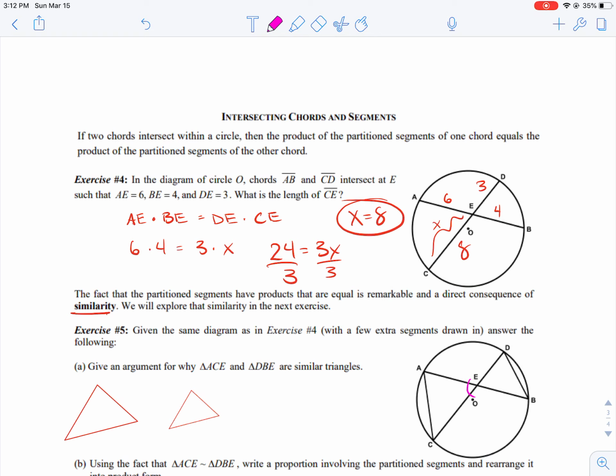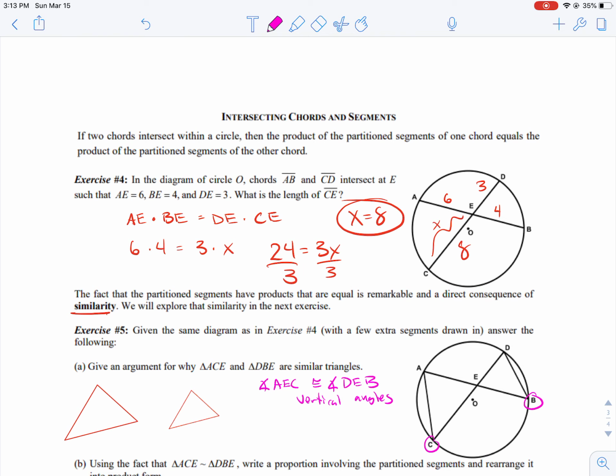So first I want to look at these two angles right here. Okay, and so I'm going to say angle AEC is congruent to angle DEB because of vertical angles. Okay? So my goal here is to try to show that all three of the angles of both of these triangles are the same, therefore making them similar triangles. Now, I want to talk about these two.